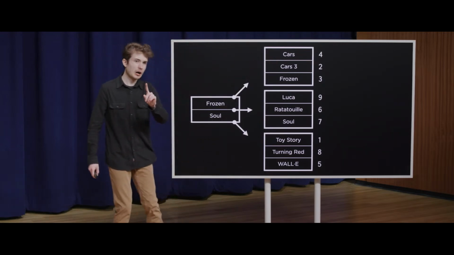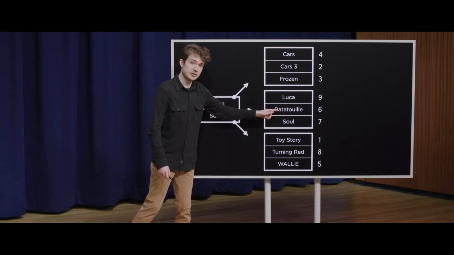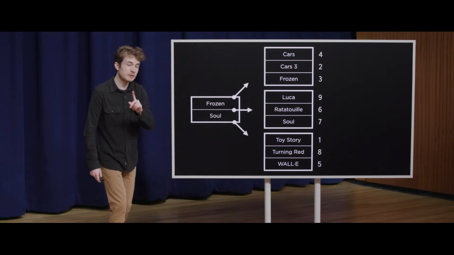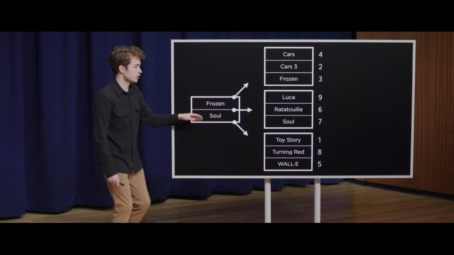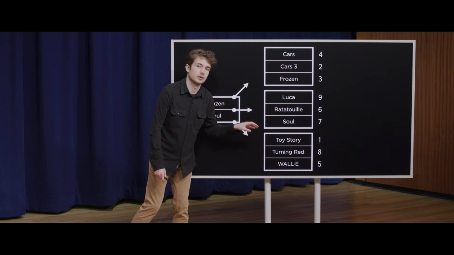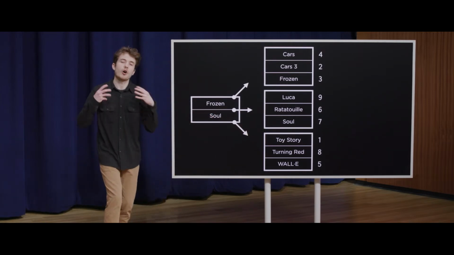If what I'm looking for comes after Frozen but before Soul, I should look in this node. Or if what I'm looking for comes before none of these, it comes after Soul, I should look at this node down here. So let's find an example. Let's say I want to find Cars now.